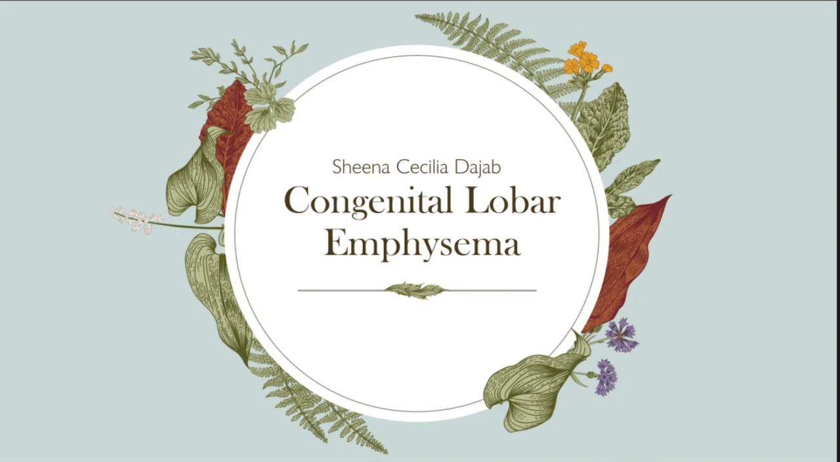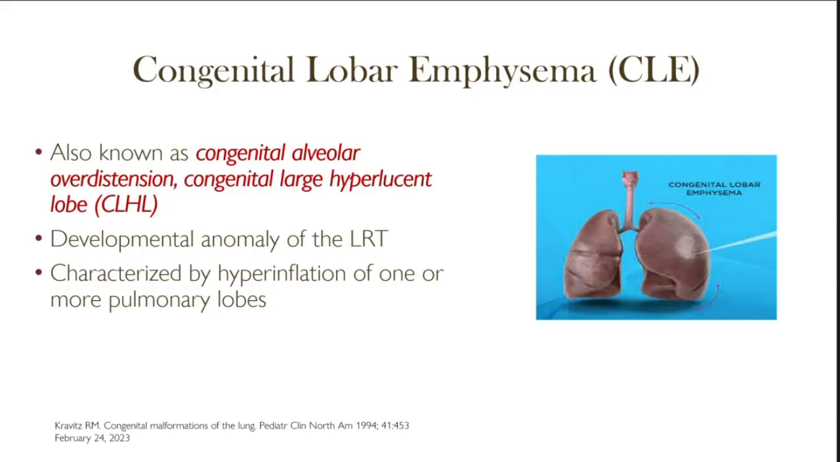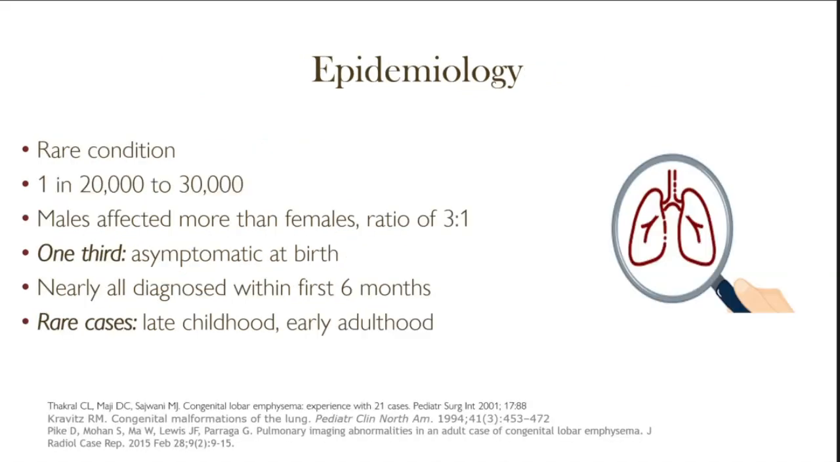Congenital lobar emphysema. Congenital lobar emphysema is also known as congenital alveolar overdistension or congenital large hyperlucent lobe. It is a developmental anomaly of the lower respiratory tract characterized by hyperinflation of one or more pulmonary lobes. It is a rare condition which occurs in 1 in 20 to 30,000.